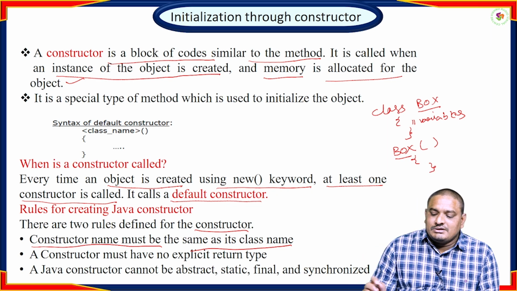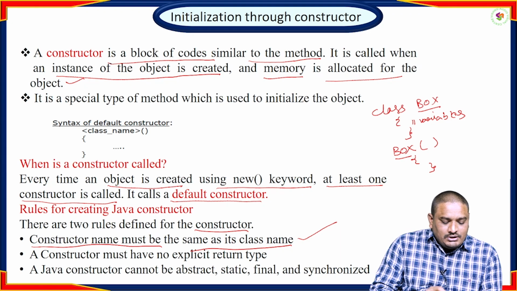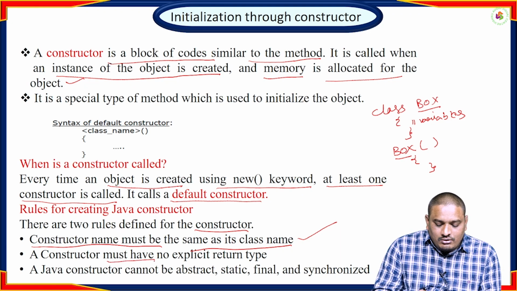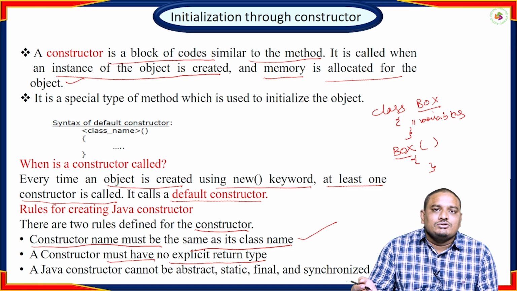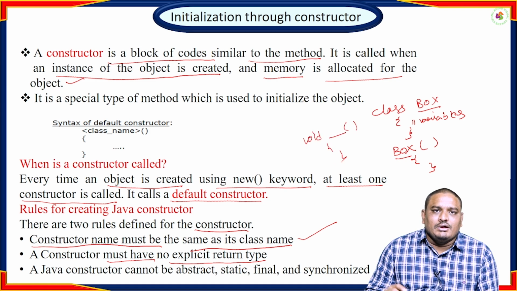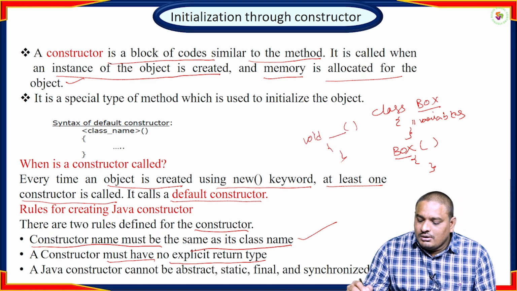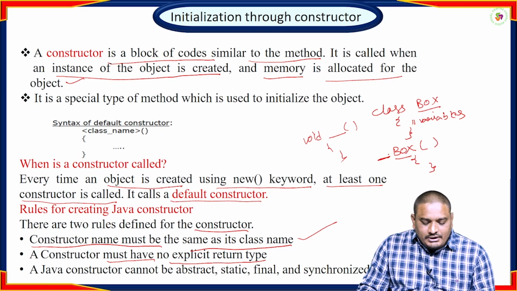That is the example for the first point. The next one: the constructor must have no explicit return type. Here there is no return type. Previously, with classes and objects, we were creating methods with void and a name. Now in a constructor there is no return type.